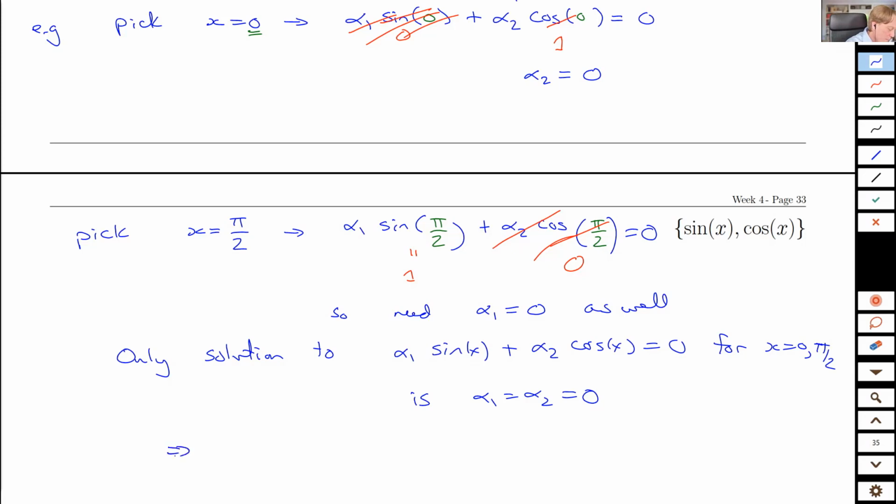But the upshot is the set of functions, sine x and cos x, is linearly independent. I added them up, tried to get 0. The only way I could make 0 was if I multiply them both by 0 and wipe them out with my coefficients. Somehow they are fundamentally different functions in the kind of world we're talking about. And again, that sort of fits our intuition. We never swap sines and cosines.